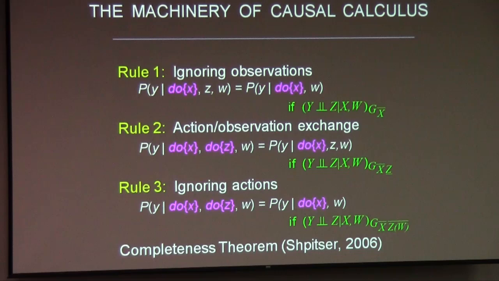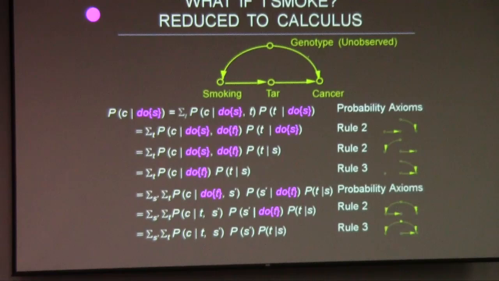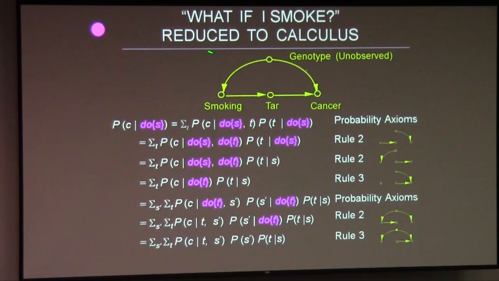Suppose you think, what if I smoke? You get up one morning in a good mood, what if I smoke? And you know the danger of cancer. You know that, however, there are some confounders. It could be a genotype that makes people crave nicotine and sometimes puts them at cancer risk. So this is your structure, your understanding of nature. And the relationship between smoking and cancer goes through tar accumulation in the lung. And suppose you take only measurements of smoking, tar, and cancer, not of genotype, it's unobserved.